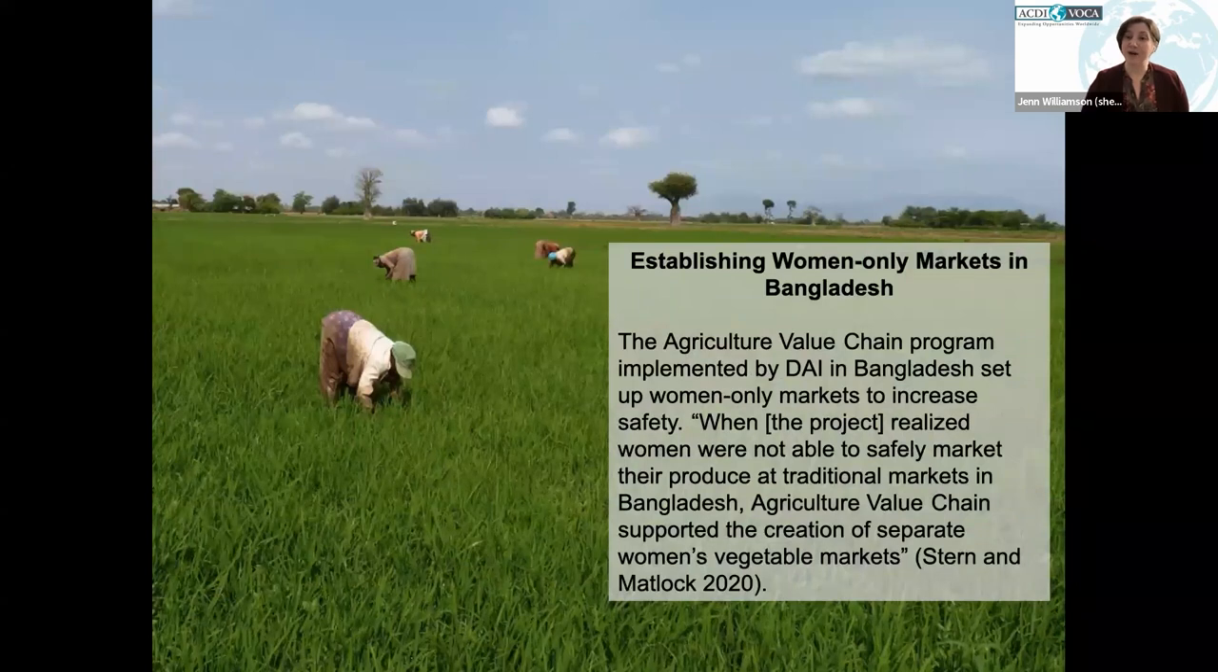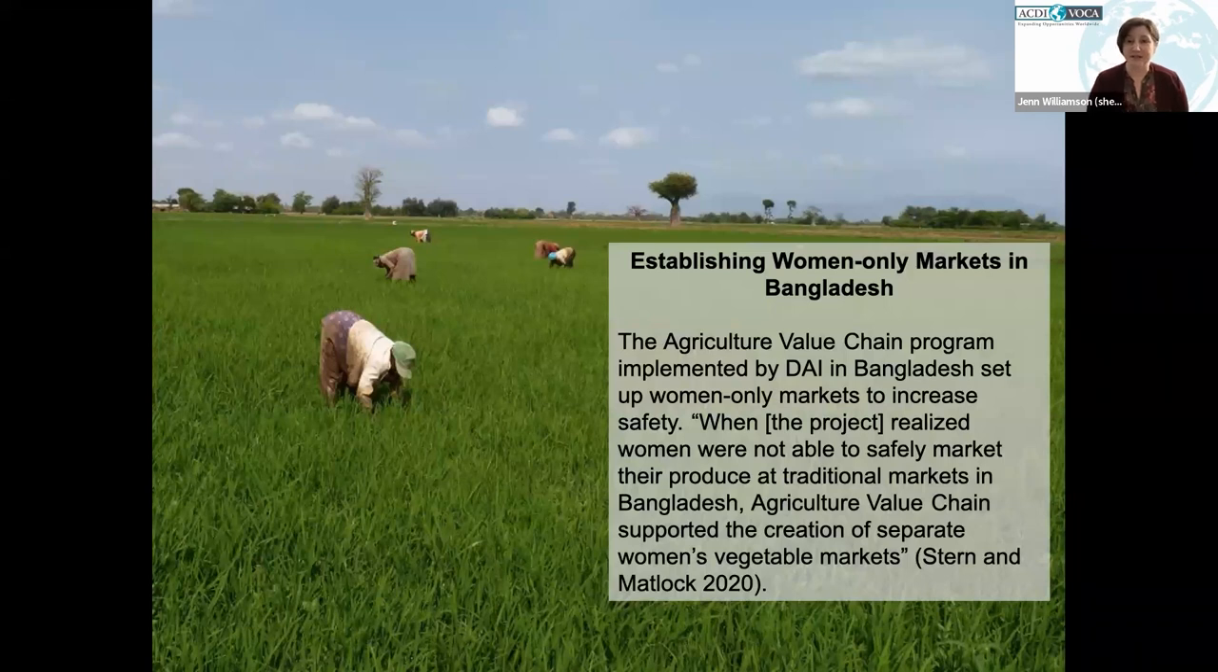Another way to think about it is where work is happening. And as you saw in the Ethiopian horticulture example, where men and women are doing their work can also be a place to really think about the risks of gender-based violence. In a program implemented in Bangladesh by DAI, they noticed that harassment in the market was a risk for women, and it negatively impacted women's opportunities. So they identified a solution to create safe spaces for women, identifying an opportunity for women to have separate, safer vegetable markets.